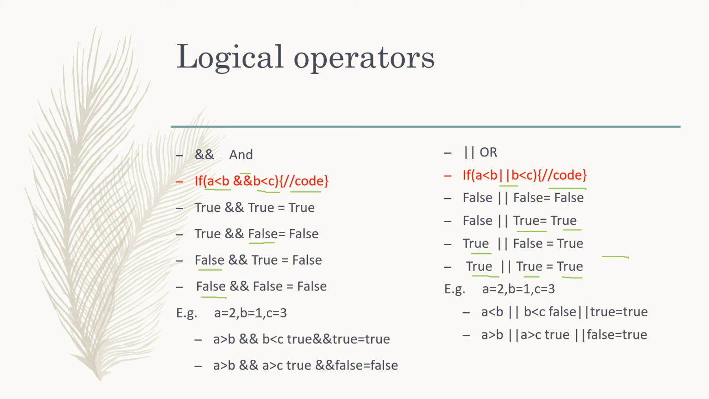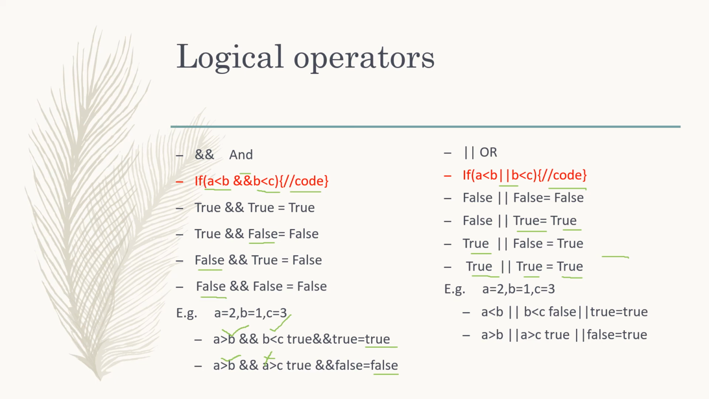Let's look at one of the examples. Say if A is equal to 2, B is equal to 1 and C is equal to 3. Here A is greater than B. This is true. Is B less than C? Again true. Since both the conditions are true, the if gets executed. Now, is A greater than B? True. Is A greater than C? False. Hence, the statements under if will not get executed.